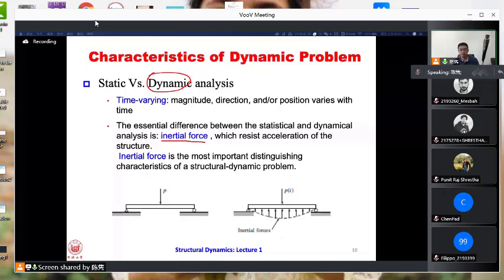Okay, let me repeat. Suppose this is a building, and we have a load applied to the top of the building very slowly, but it's moving. I can assure you that my finger is moving very, very slowly, but it's moving. So is this dynamic loading or static loading? Static, but it's moving. It's time varying, but why is it static?